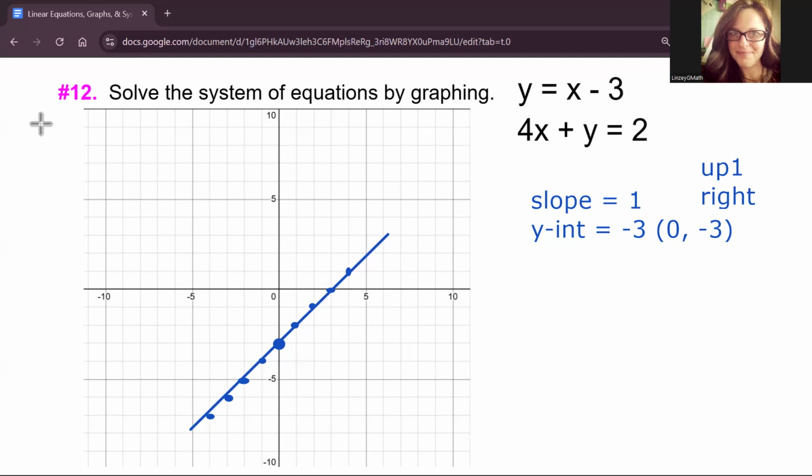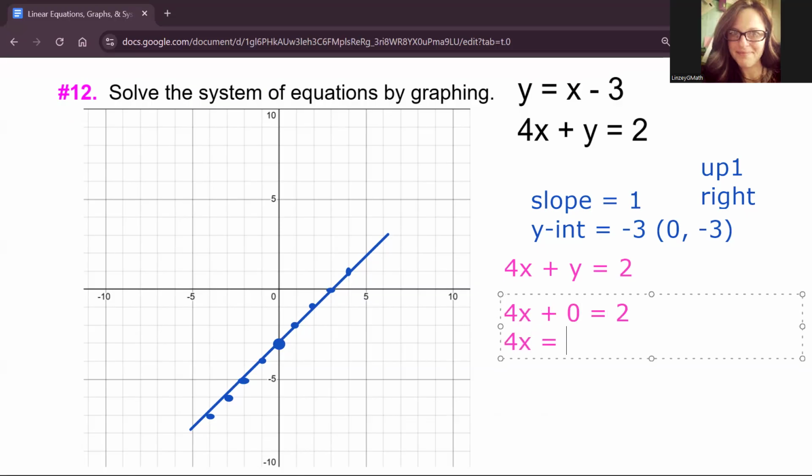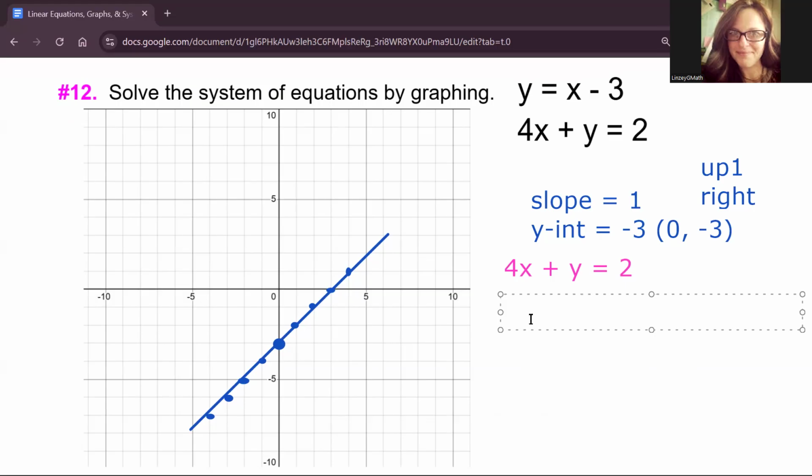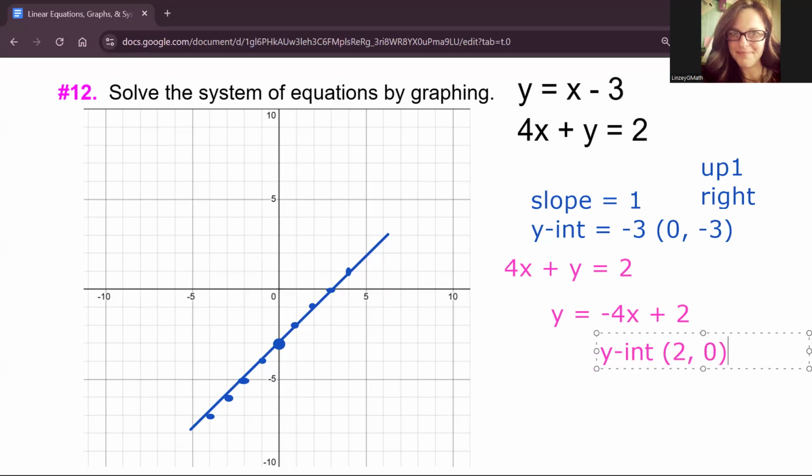And the second line, we'll do it in pink. We've got 4x plus y is equal to 2. Now, this is in standard form. However, if I substitute 0 in for y, I am going to get a fraction for the x-intercept, and that's going to be difficult to graph. So I'm actually going to solve this equation to get it into y equals mx plus b. I'm going to subtract 4x and bring it over to the other side. Now I have my y-intercept at 2 and my slope -4.